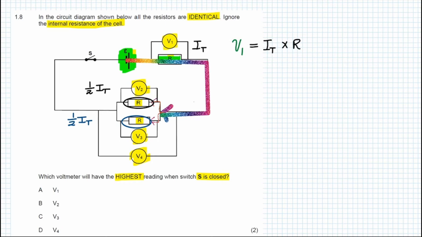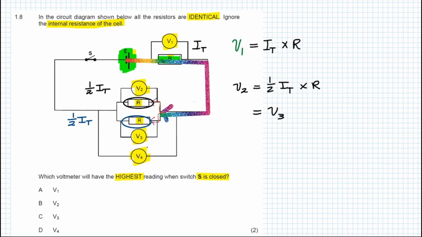If we would like to calculate the potential difference measured by voltmeter 2, we'd say V2 is equal to half of the total current multiplied by R. And this is equal to the reading on V3.